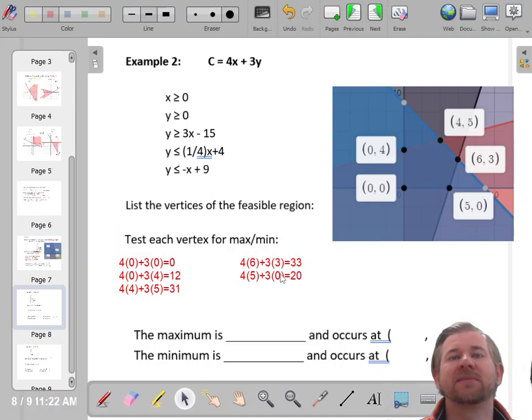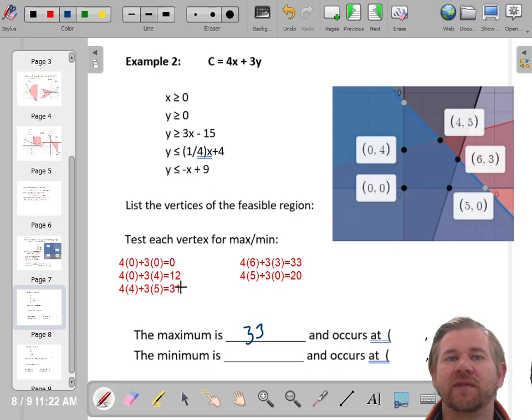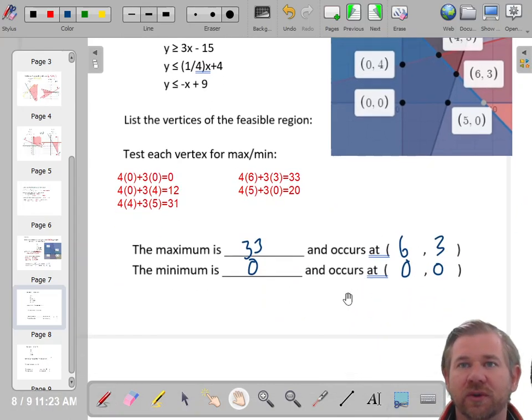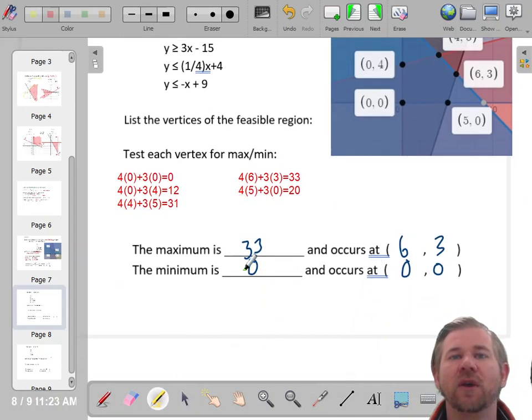So where's the maximum? The maximum is 33. The biggest one of all of those numbers is 33, and that happens at 6, 3. And again, the smallest is 0, which is at 0, 0. If you're trying to start a business, the moral of the story when you're doing these is if you do nothing, you will get nothing. If you do 0, 0, you will get a 0. Okay. One more.